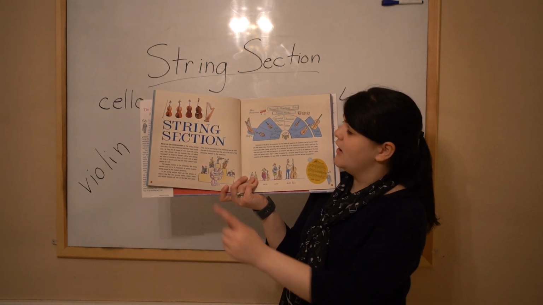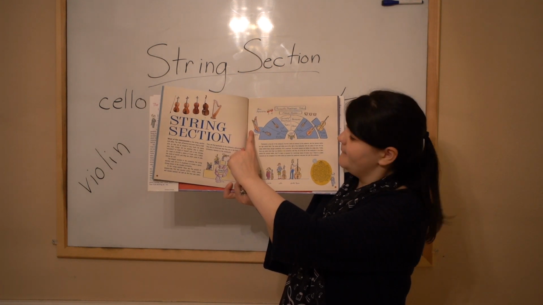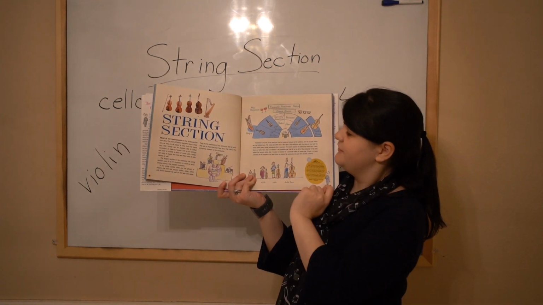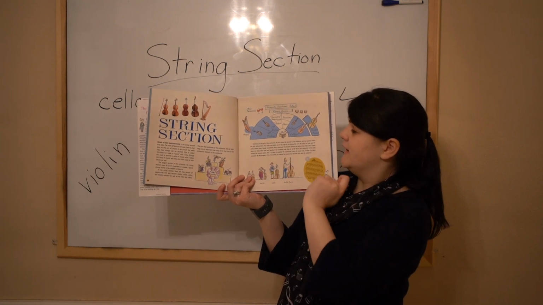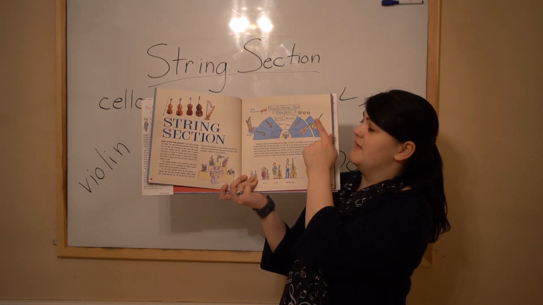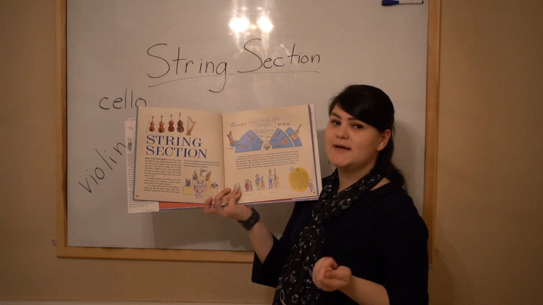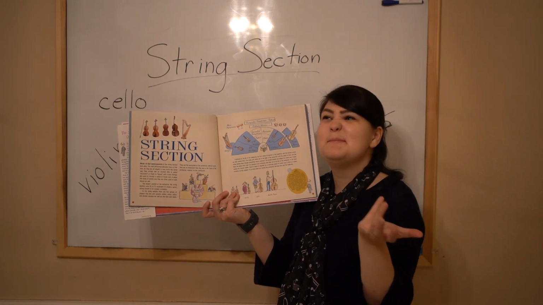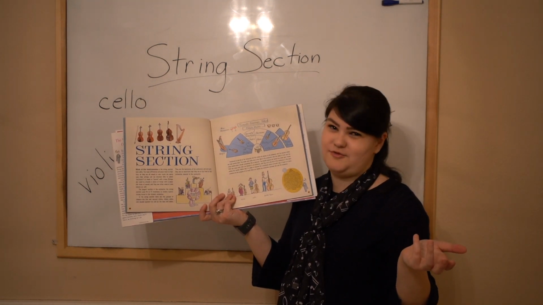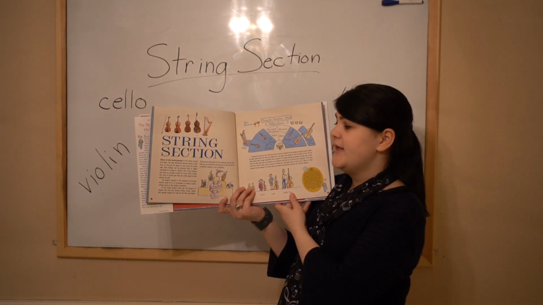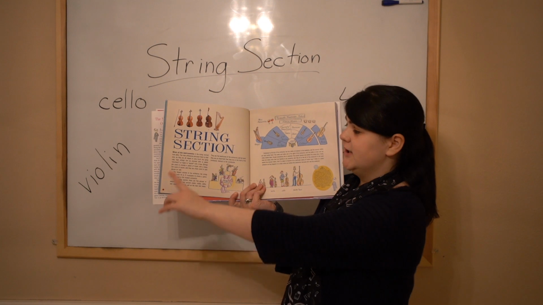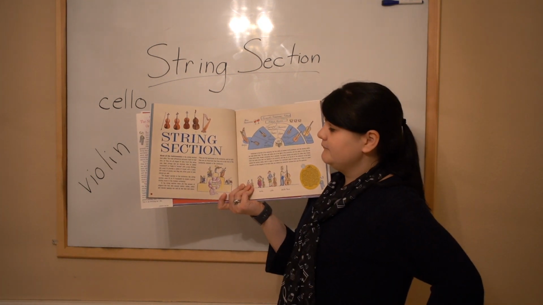String instruments are the harp, violins, violas, cellos, and the double bass. Now, you may be thinking, what makes them string instruments? That just sounds like a list of instruments. Well, the string section, let's read.